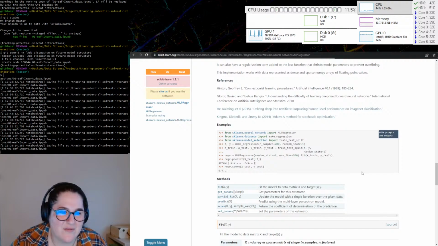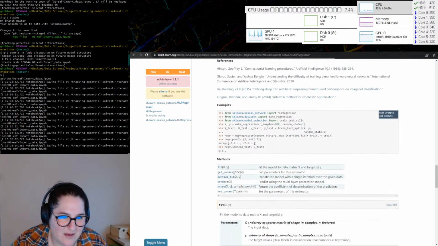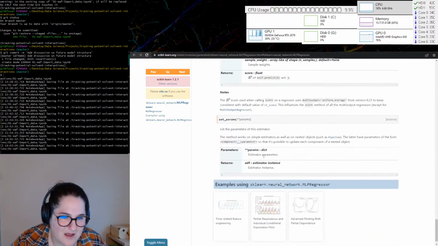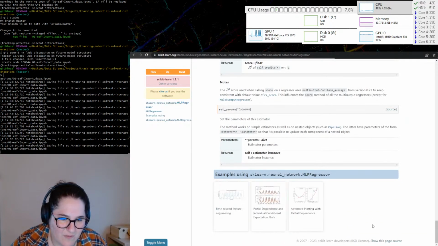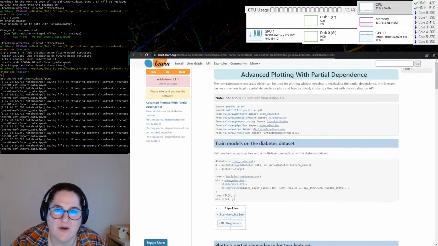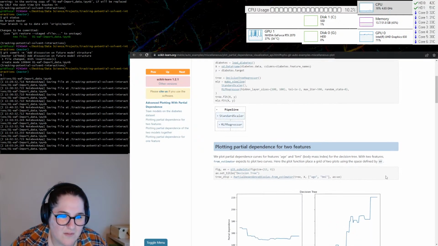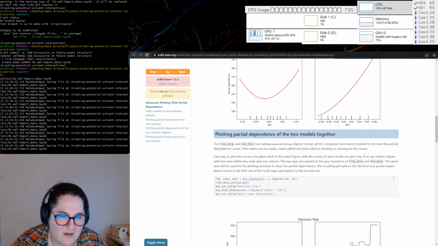Okay, so we have here MLP regressor, regressor predict, then the array, then the regressor score, and then we fit. Does it actually give us a code example? Yeah, let's do this. Advanced plotting with partial dependence. Then we have decision tree, make pipelines. Okay, cool. Hidden layer sizes. That's not exactly what I'm looking for here.